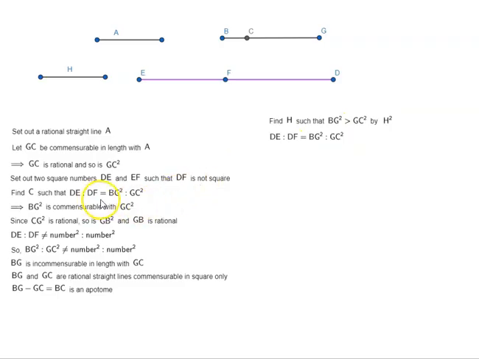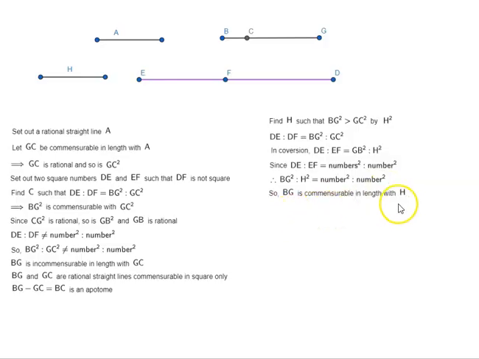And we know DE is to DF equal to BG square is to GC square. So in conversion, we can say DE is to EF is equal to GB square is to H square. Since DE is to EF is equal to a square number is to a square number, that means BG square is to H square is also equal to a square number is to a square number. So BG is commensurable in length with H.